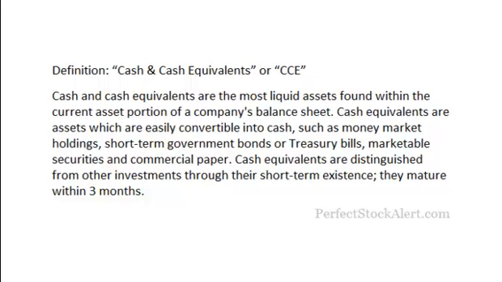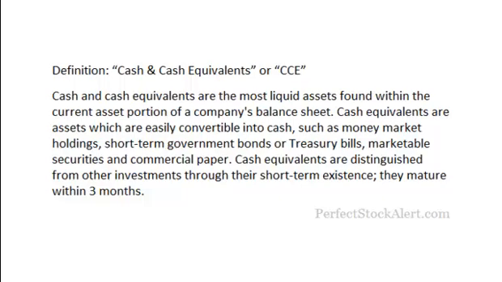Cash and cash equivalents are the most liquid assets found within the current asset portion of a company's balance sheet. Cash equivalents are assets which are easily convertible into cash, such as money market holdings, short-term government bonds or treasury bills, marketable securities, and commercial paper. Cash equivalents are distinguished from other investments through their short-term existence. They mature within 3 months.